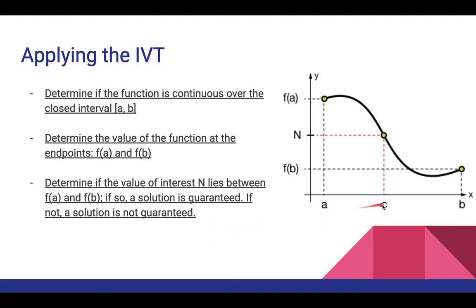Okay? So that's why we're not interested in the interval outside of here, because there's no guarantee outside of this interval of f of a and f of b. It's strictly between f of a and f of b that there's a guarantee with this intermediate value theorem. Again, we must make sure the function is continuous, otherwise we can't apply the intermediate value theorem. And then once we know we can apply it, we check the value of the function at the endpoints, and then see if our value of interest lies between the function values at those endpoints.